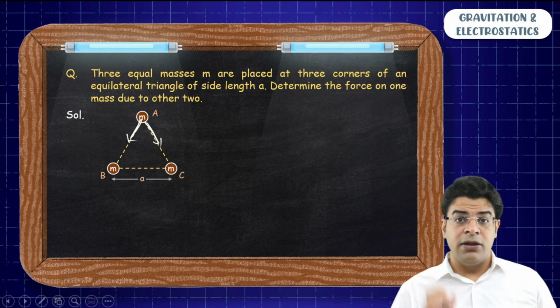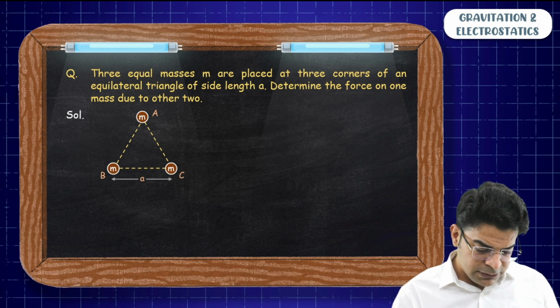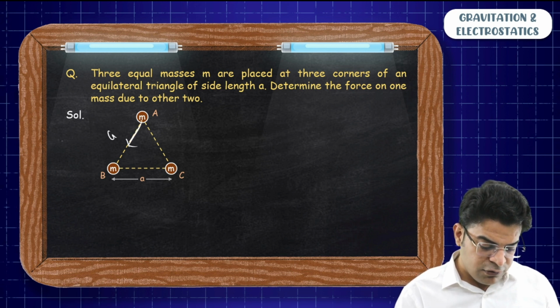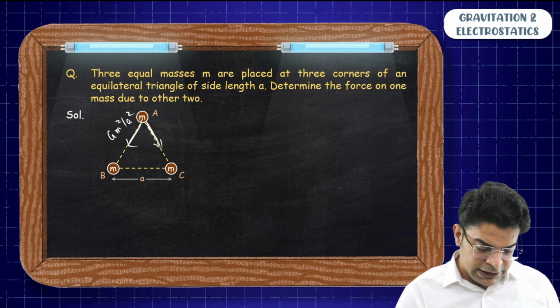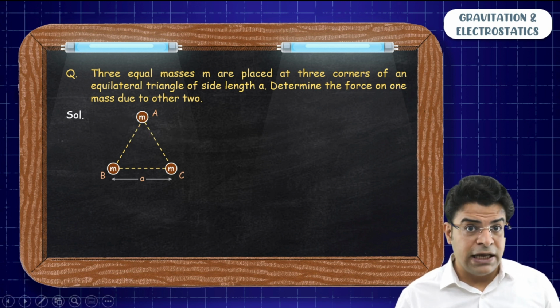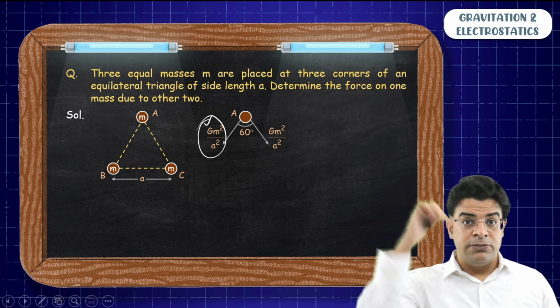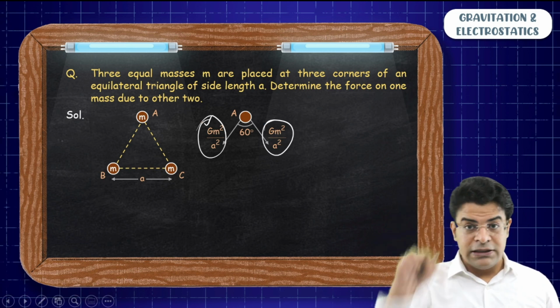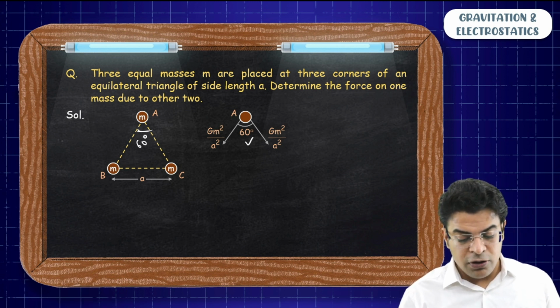If we look at the forces on the mass A, this mass B will attract it towards itself with a force Gm square upon a square, and this mass C will also attract it towards itself with the force Gm square upon a square. So if you visualize the forces acting on the mass A, there will be two forces, this force because of the mass B, this force because of the mass C, and there will be an angle between these two forces. That angle will be 60 degrees.